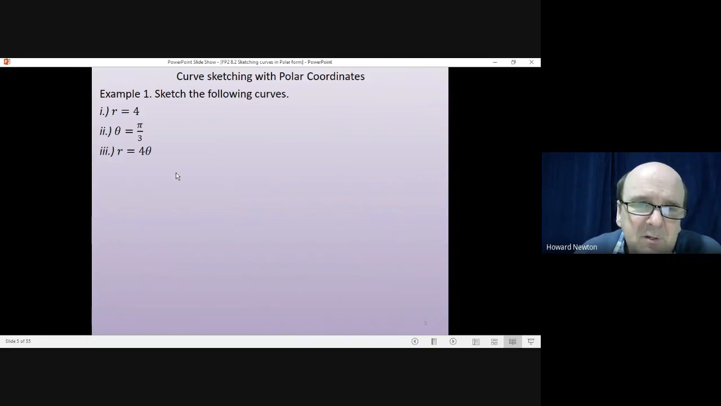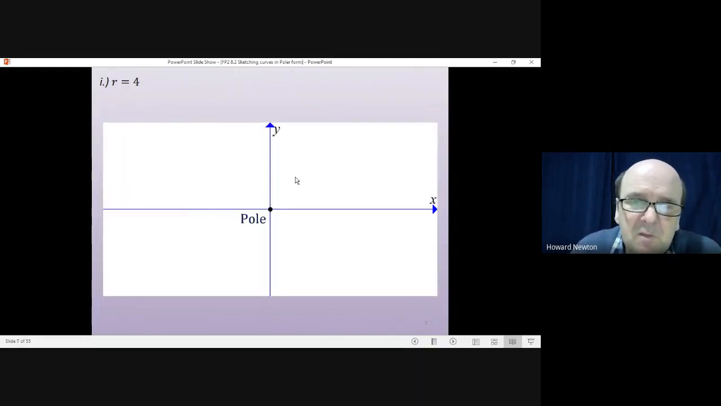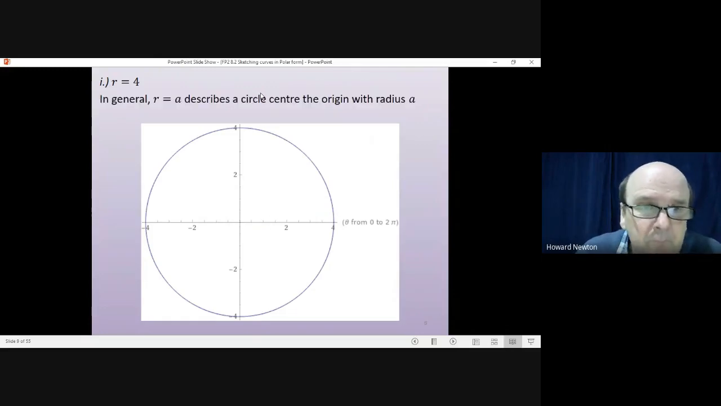Okay, let's have a look. So first of all, r equals 4. That's saying you've got a point, and the point has to be 4 units from the pole. And the question is, what shape will that describe? Well, you'll get a circle with center the origin and radius 4. In general, r equals a, where a is any constant, describes a circle, center the origin, with radius a.